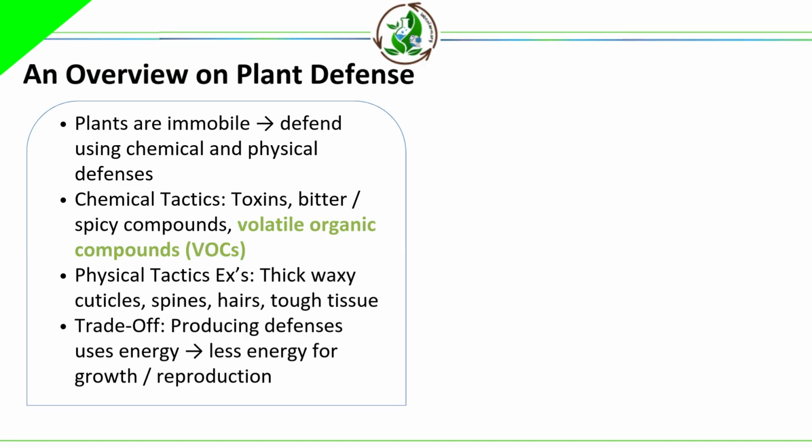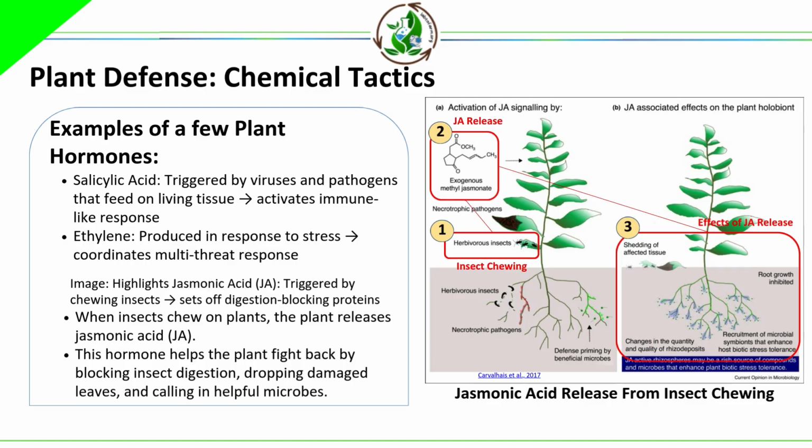The trade-off is that producing defenses takes energy away from plant growth and reproduction. In farming, understanding a crop's natural defenses helps us decide when to intervene with extra protection and when the plant can handle things on its own. Three major plant hormones help coordinate how a plant defends itself when something goes wrong.